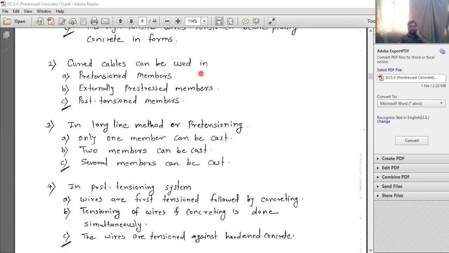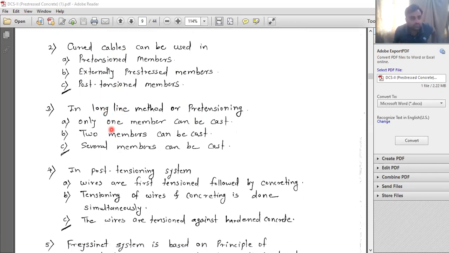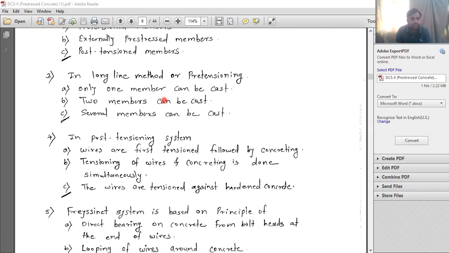Curved cables can be used in. Externally prestressed members, we cannot use curved cables. Post tension members, we can use the curved cable. In the post tension members, we can use the curved cables. Now, the answer is again C, post tension members.